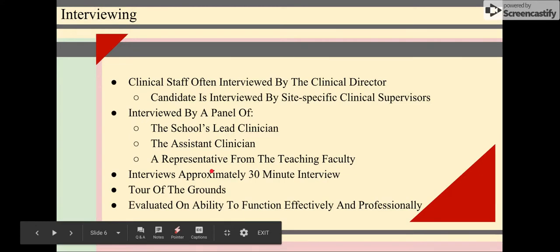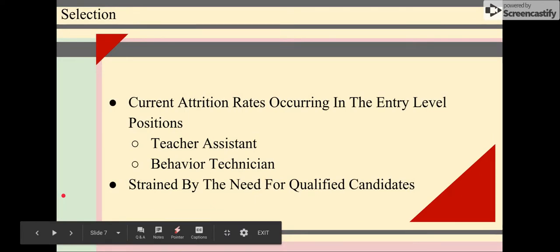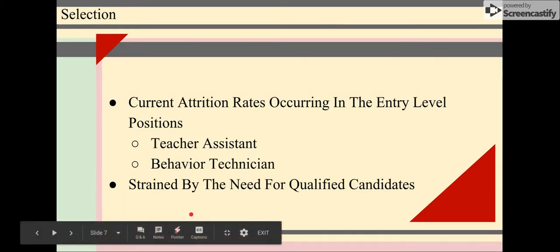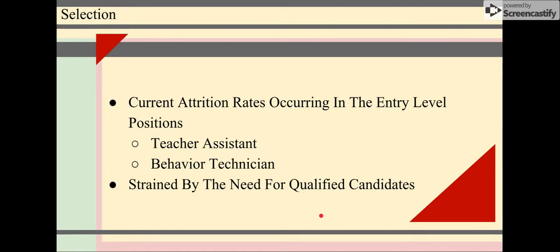If we evaluate the ability to function effectively and professionally, we are usually doing that in the interview. We could probably improve on that, though. The current attrition rates in entry-level positions are pretty high, especially for the teacher assistant and behavior technician roles, and this is not an unusual statistic in this field. It is strained further by the need for qualified candidates, because the responsibilities of these entry-level positions are pretty high.